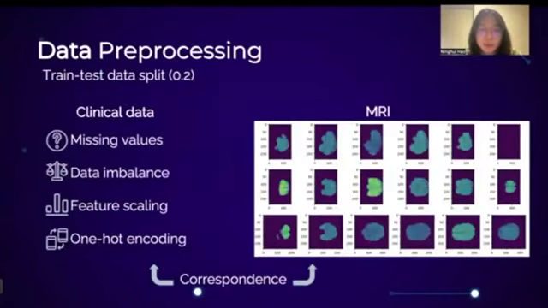For data pre-processing, after splitting the dataset with a proportion of 0.2, we check and fill the missing values. For more details, please refer to the notebook. We also ensured a balanced number of cases, scaled numeric variables, and one-hot encoded categorical variables. We then checked the correspondence of the two kinds of data, and manipulation of images is mentioned in the later part.